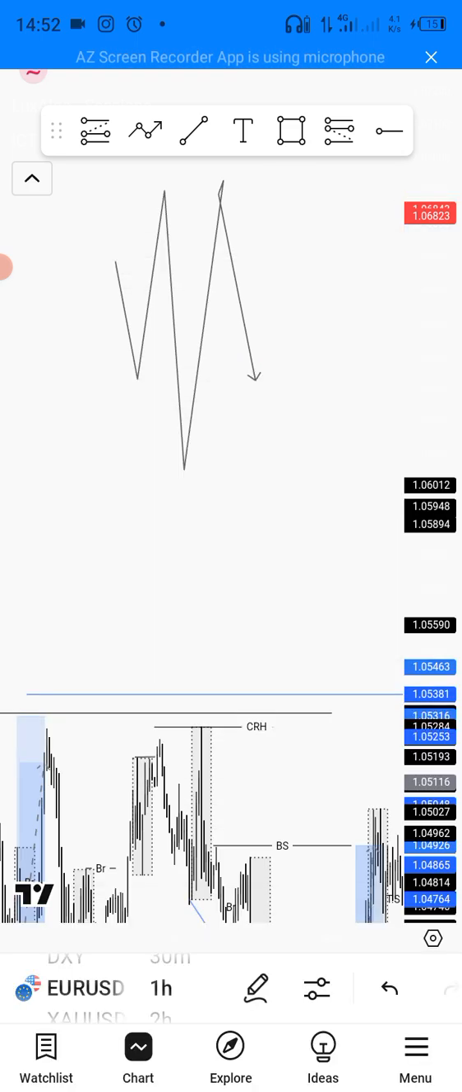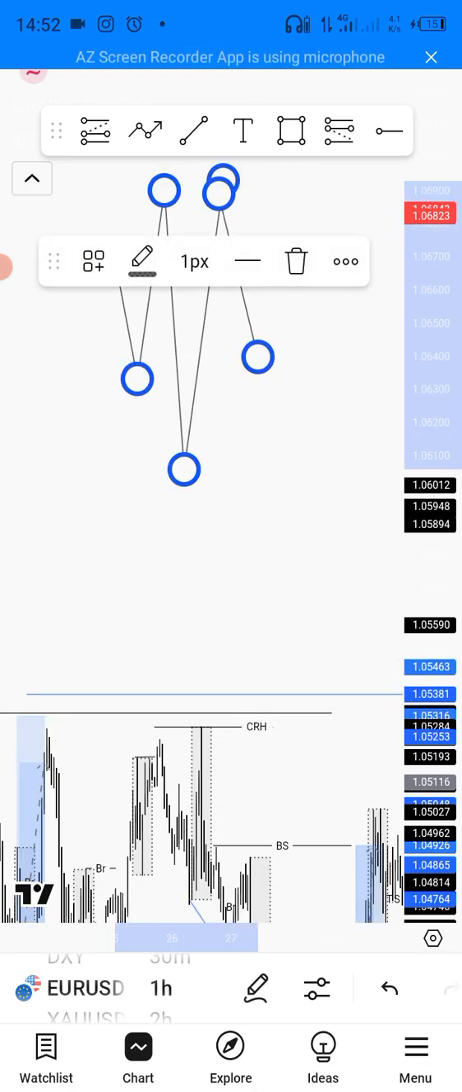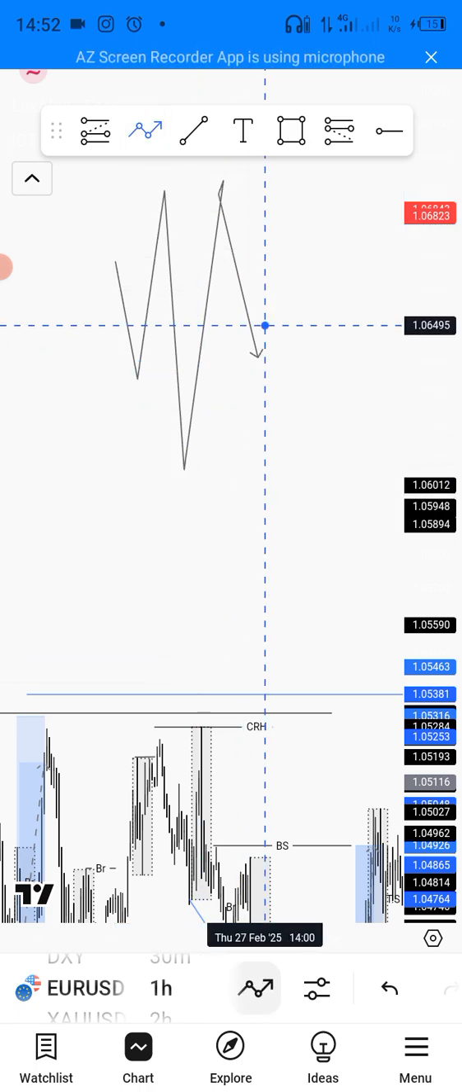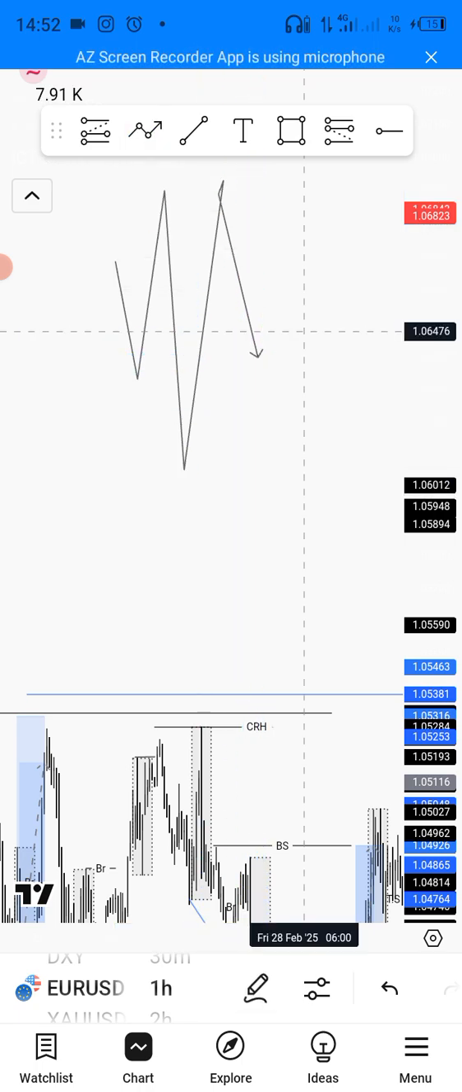Let me remove this. One moment, guys, please. So let me say you're having something like this. You want to buy from this zone.